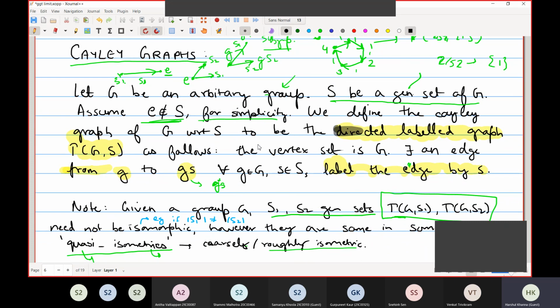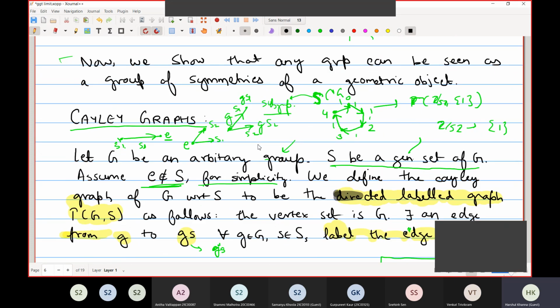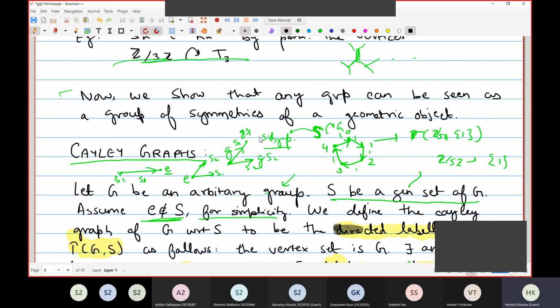So basically, now we come back to the topic that we want our group to be seen as a group of symmetries of some geometric object.